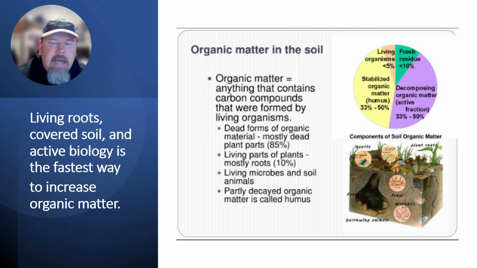In the soil, the organic matter, you're going to have your dead plant material and you're going to have your living plant material. Then there's going to be living microbes and soil animals. It's just something that we're really going to focus on as we keep moving through this. And then partly decayed organic matter. This is the important stuff. This is the humus that we talked about that gives that soil that darker tint that is creating the food for the microbiology in the soil. So living roots, covered soil, active biology. That is the fastest way for us to increase organic matter in the soil.